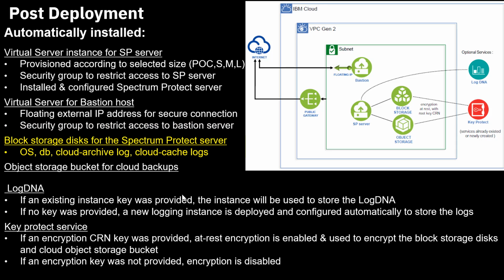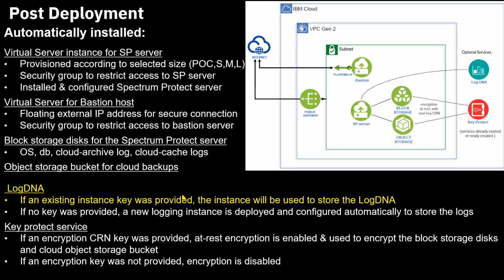We'll then set up block storage disks for the Spectrum Protect server, which will be used for our operating system, the Spectrum Protect database, the cloud archive logs, and the cloud cache logs. We'll also carve out a bucket for our object storage, which is where we will actually store the backed up data. A LogDNA area is utilized.